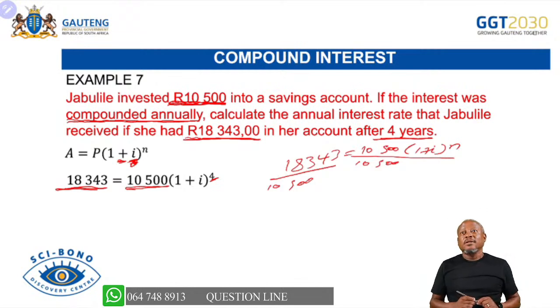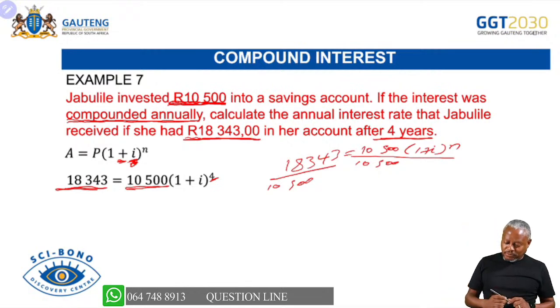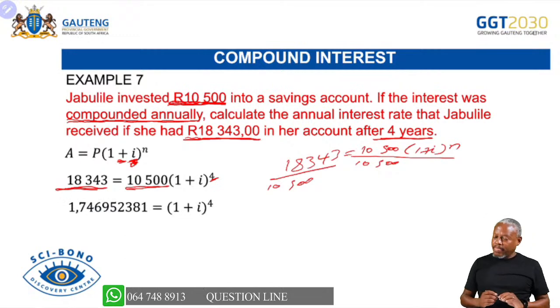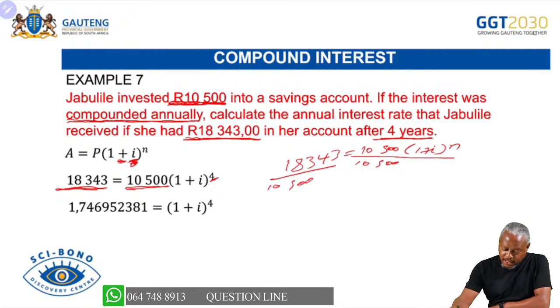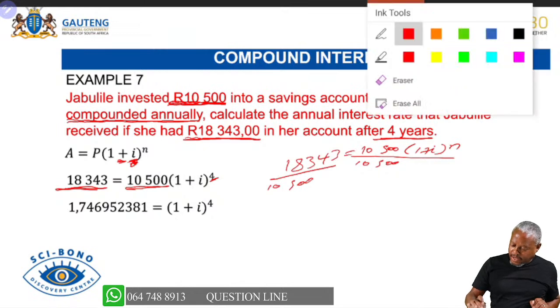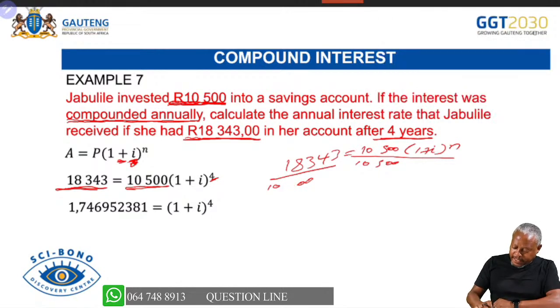Just do it on your calculator, please. Just divide the whole expression by 10,500. And then you must get this: 1 comma. So it means 18,343 divided by 10,500. It will give you this now. Now the challenge is: how do we get rid of this?